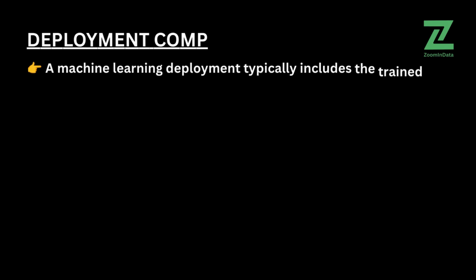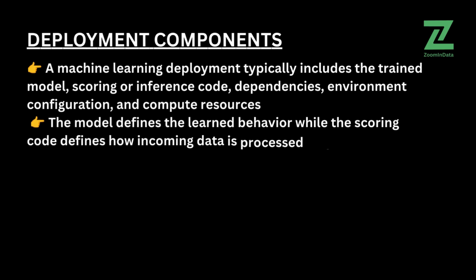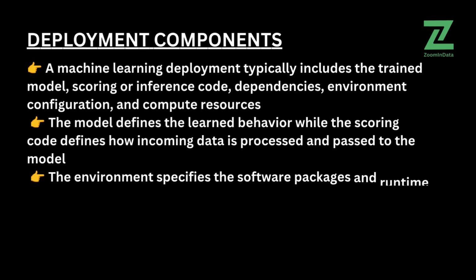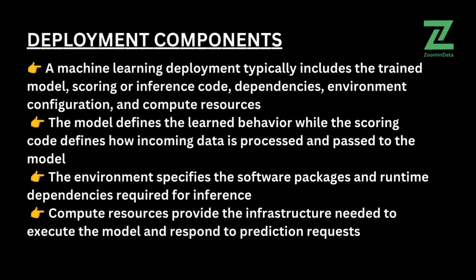A machine learning deployment typically includes the trained model, scoring or inference code, dependencies, environment configuration, and compute resources. The model defines the learned behavior while the scoring code defines how incoming data is processed and passed to the model. The environment specifies the software packages and runtime dependencies required for inference. Compute resources provide the infrastructure needed to execute the model and respond to prediction requests.